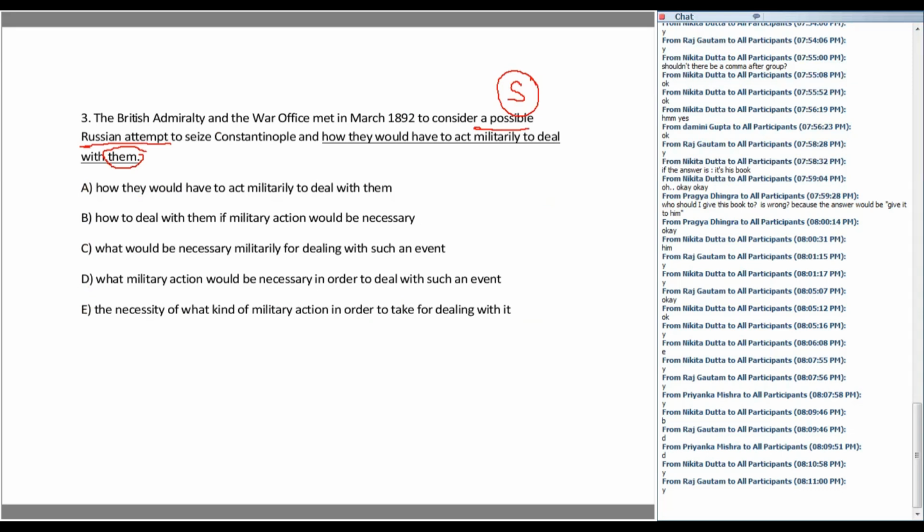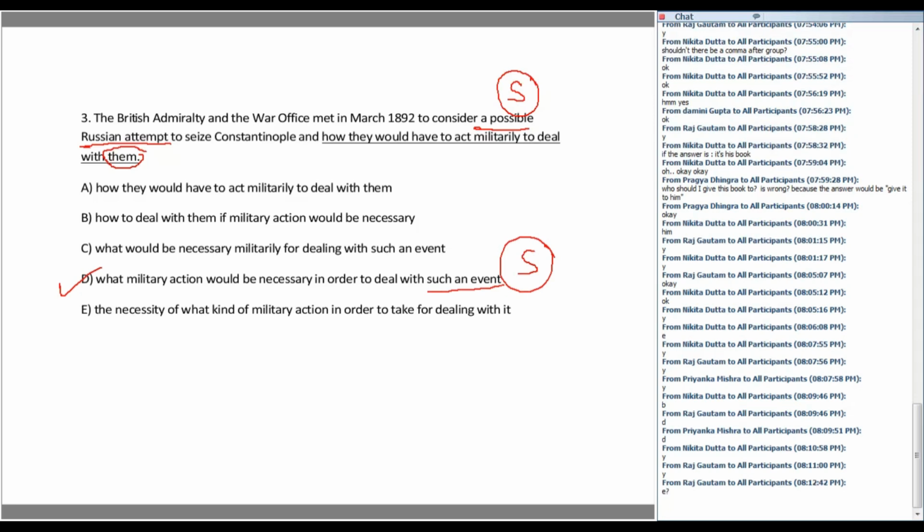So the British Admiralty and the War Office, they met. They met and they discussed. What did they discuss? I think the answer for this question should be D. They must have discussed what military action would be necessary in order to deal with such an event. Such an event is singular. What event is he talking about? A possible Russian attempt to seize Constantinople. Okay? I think the answer for this question should be D. You can check.